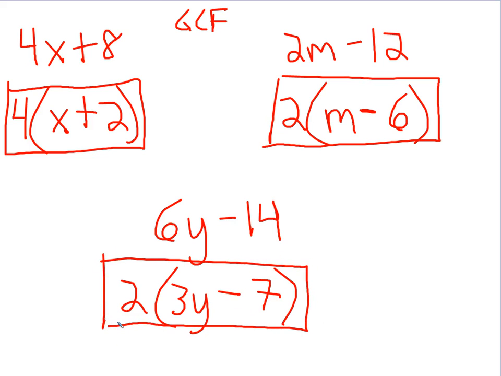The distributive property and the concept of factoring are opposites of each other. Notice I can check my answer. If I want to check my answer, I just have to take my answer and distribute it. So if I take 2 times m, I get 2m. If I take 2 times 6, I get 12. I have a minus sign. I know for a fact that I'm correct. So you can check your own work. You just distribute the factored form that you came up with.